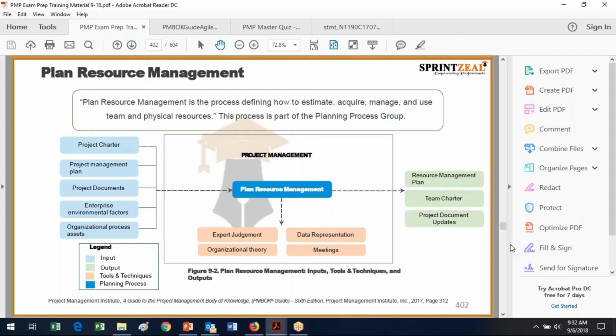Because the plan resource management is, we're identifying, estimating, acquiring, managing team and physical resources. In the project resource management, we're identifying, acquiring, and managing resources? Uh-huh. Okay. So that's where the difference lies.